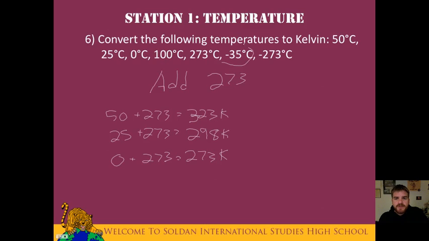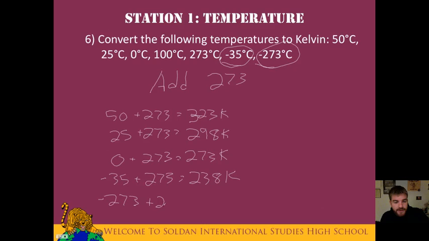Now sometimes students get confused with these negative values here. Negative 35 plus 273. Even though it's negative, you still add 273 to it. And so if you take negative 35 plus 273, you get 238 Kelvin. And then of course negative 273 plus 273 would be 0 Kelvin. So key point when you are converting, just add 273 to your temperatures there in Celsius.